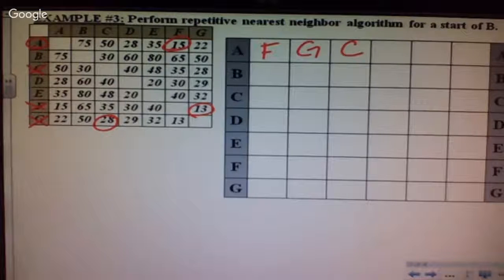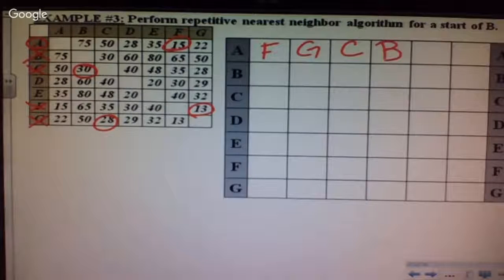So now I'm at C. I'm looking at C's. So my first one would be 28. Can I use it? No, no, no. G's already used. So we go to B. 30 is my next one. Can I use B? Yes. So we go to B. So we use 30.